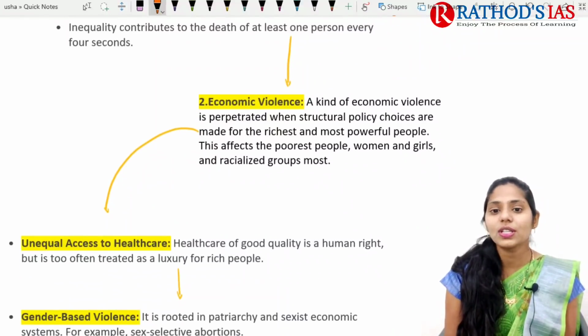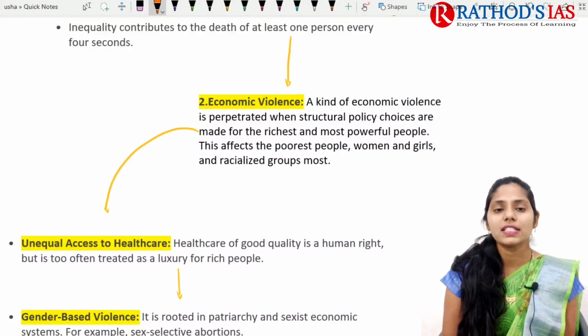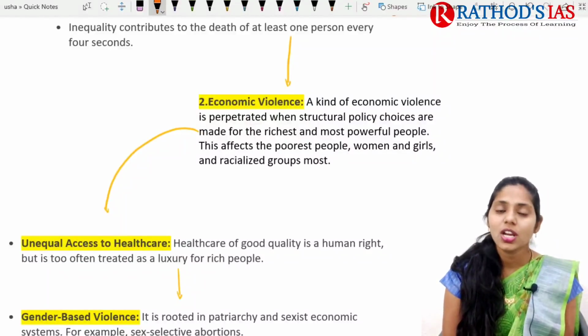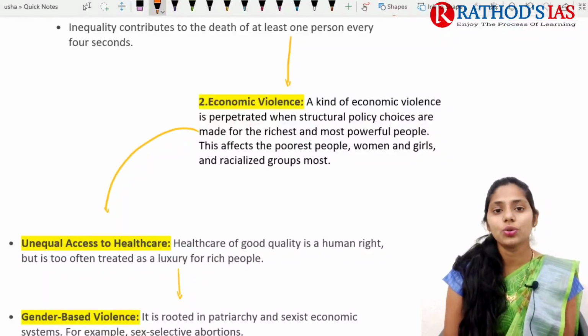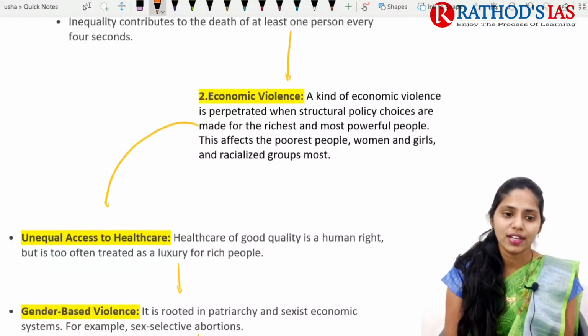So if we are talking about economic violence, okay, the economic violence has also increased, right? And this economic violence affects the poor the most compared to the rich, and even women, girls and racialized groups are having much impact because of this economic violence.